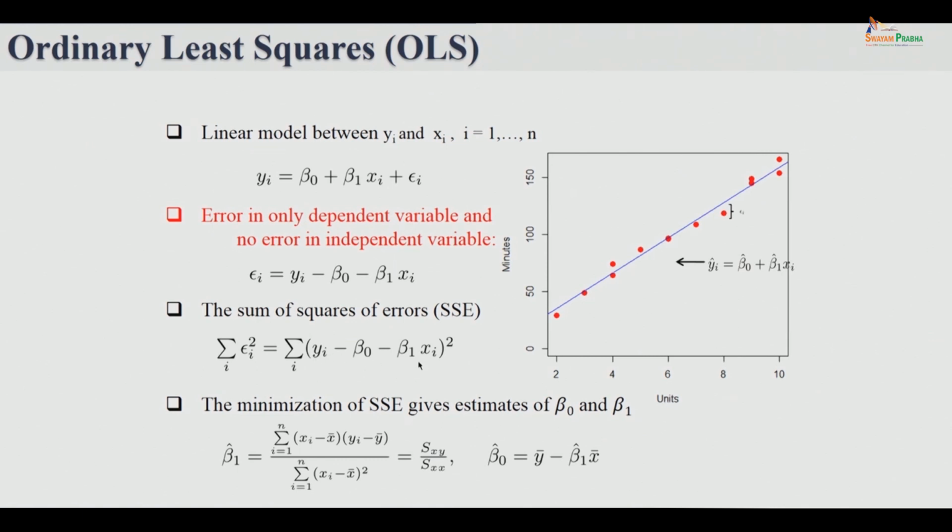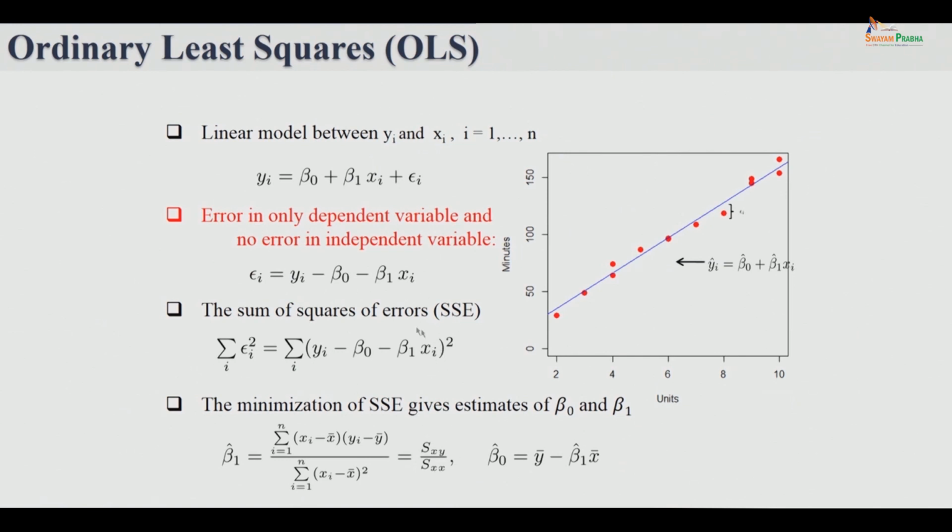You differentiate this with respect to beta naught and set it equal to 0. Those are called the first order conditions. Those of you who have done a little bit of calculus or optimization will know that all I have to do is differentiate this function with respect to beta naught, set it equal to 0, differentiate with respect to beta 1, set it equal to 0, and solve the resulting set of equations, and finally I will get the solution for beta naught and beta 1 which minimizes this sum squared error.